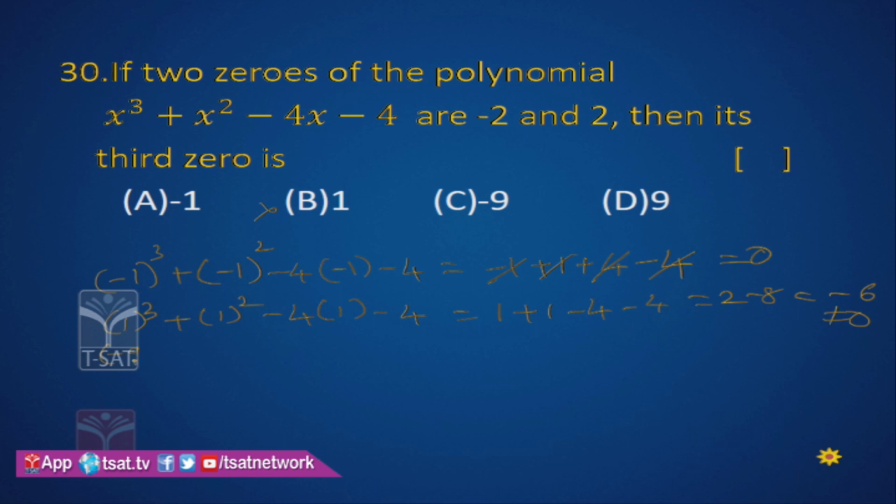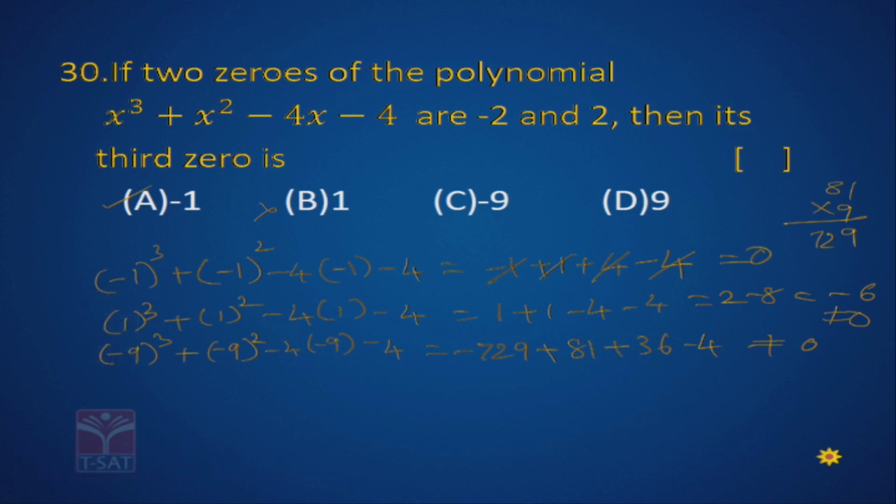And minus 9 you write: minus 9 cube plus minus 9 square minus 4 into minus 9 minus 4. 9 nines are 81, 81 nines are 729, plus 81 plus 36 minus 4, this is also not equal to 0. So 9 also will not come. So option A will be correct, but one more method we will observe clearly.